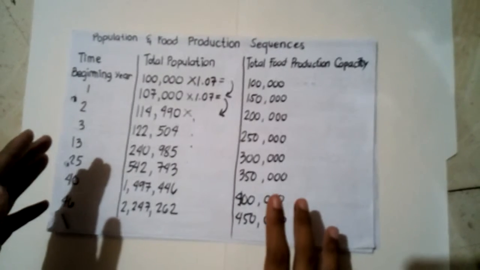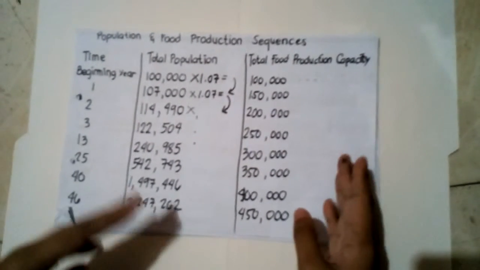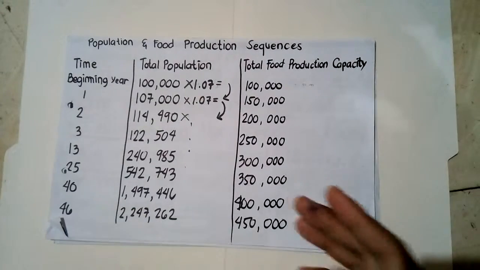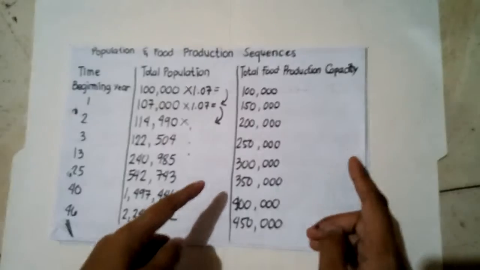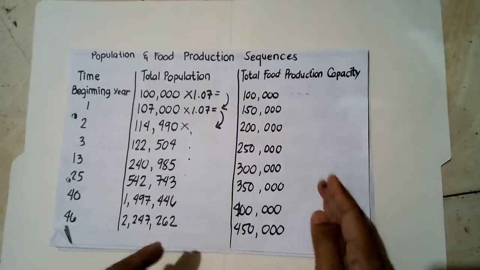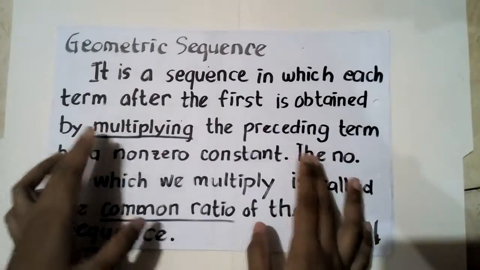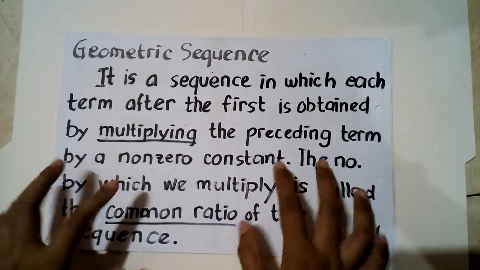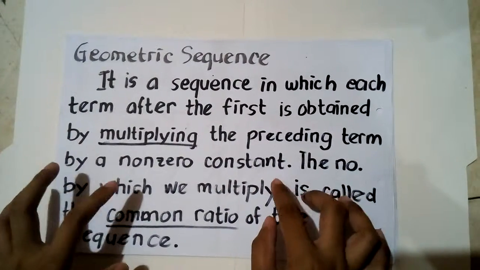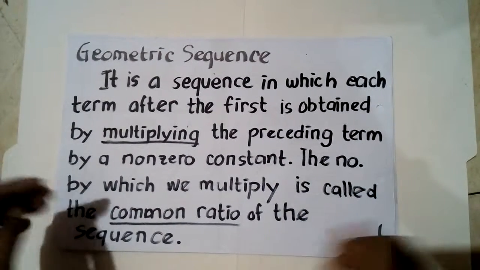The sequence for the total food production capacity in the table is arithmetic because each term after the first is obtained by adding the constant amount, which is 50,000, to the preceding term. Let us contrast this with the definition of a geometric sequence. A geometric sequence is a sequence in which each term after the first is obtained by multiplying the preceding term by a non-zero constant. The number by which we multiply is called the common ratio of the sequence.